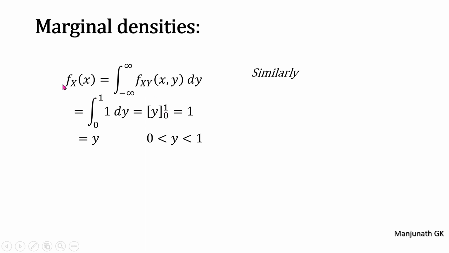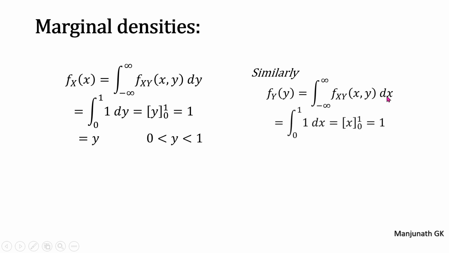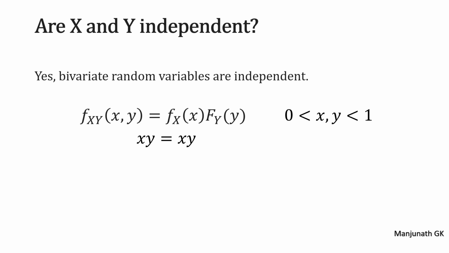Similarly, the marginal density fy of y can be calculated by integrating the bivariate PDF with respect to dx, where x is varying from 0 to 1, and in that range the bivariate PDF is 1. After simplification, we'll get fy of y as 1. This one can also be written as x, but the condition is x is varying from 0 to 1. Alright.